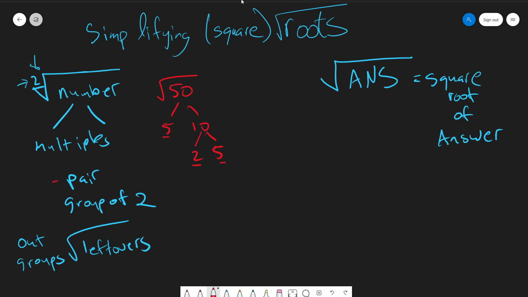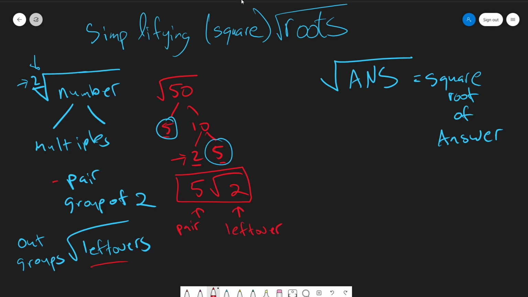So from here, I'm going to find my pairs. So what pairs do I have here? I have one pair of 5s. So for every pair, we get 1 on the outside. So I'm going to get 1 5 on the outside. And what's left over, what does not have a pair, is this 2. So to simplify it down, it would become 5 root 2. So this was my pair, and this was my leftover.